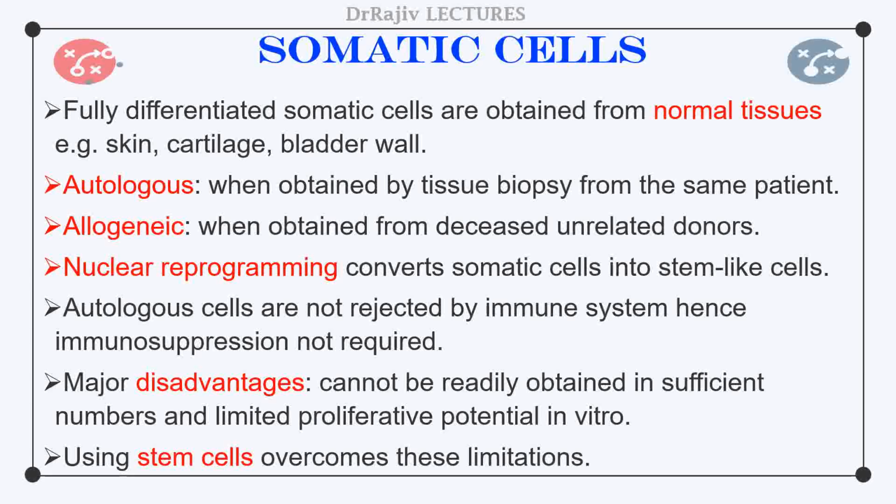The major advantage of the autologous source is that after implantation they are not rejected by the recipient's immune system and hence there is no requirement for immunosuppression. The major disadvantage is that somatic cells are not readily available in sufficient numbers and they have only limited proliferative potential in vitro, which means their numbers cannot be readily expanded to meet demands. These limitations are overcome by using stem cells.